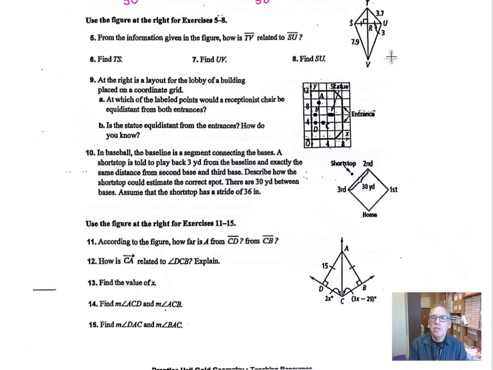Find the value of TS. TS is going to be 3.7. Find UV. UV is going to be 7.9. And find SU, the length of SU. If one part of it is 3, since it's bisected, the other part also has to be 3, which gives a total length of 6.